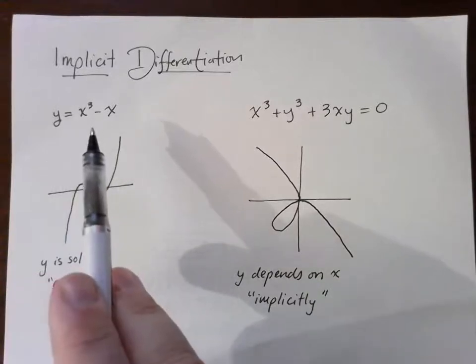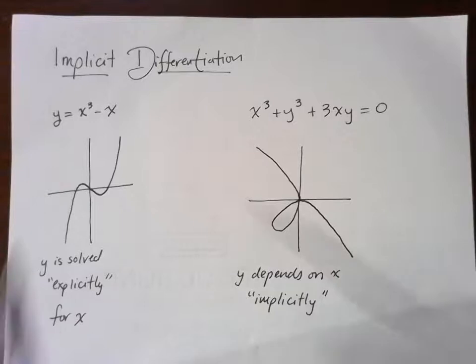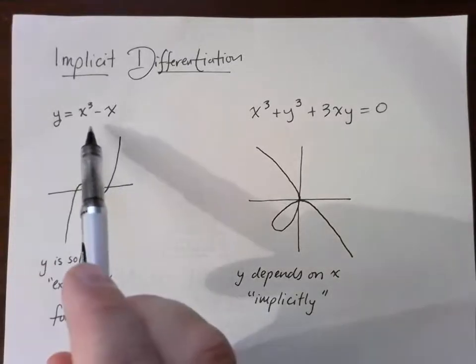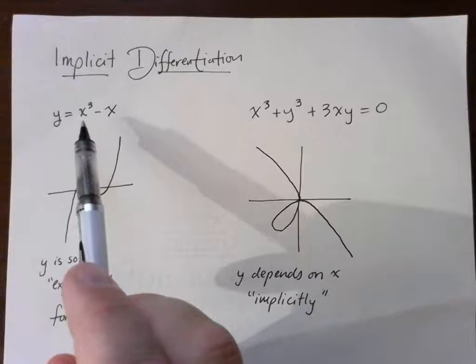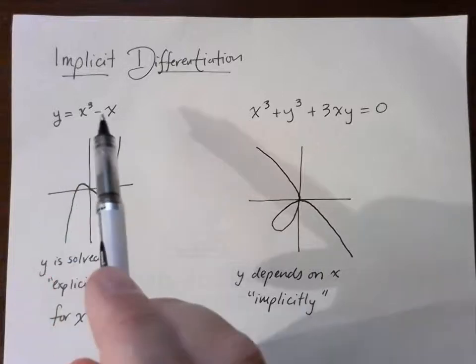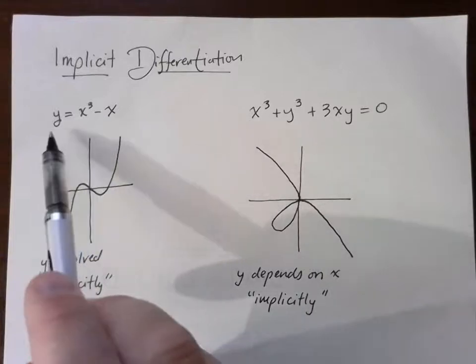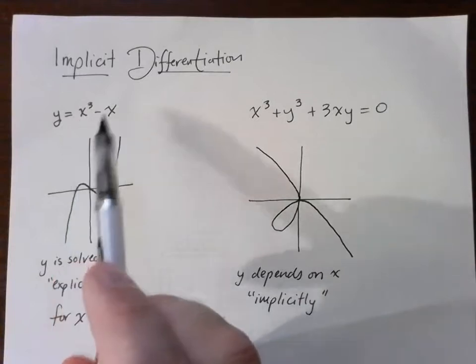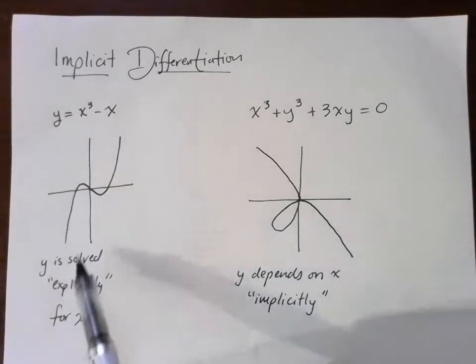side with no y's. And the idea here is that if I need to figure out what a value y is, I just plug in an x. If I need to know, say, what is y when x is 2, I can just plug in x equals 2, and it tells me y equals 8 minus 2 is 6. So here y is solved explicitly for x.